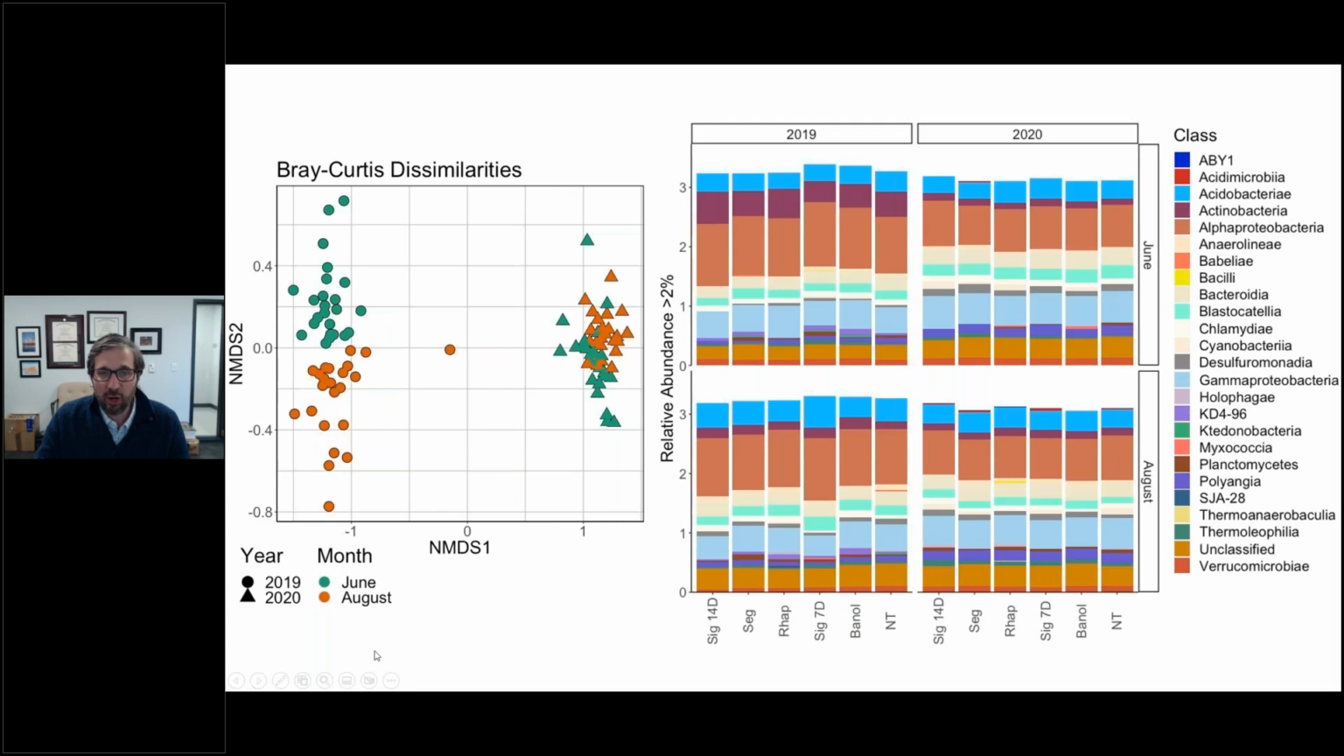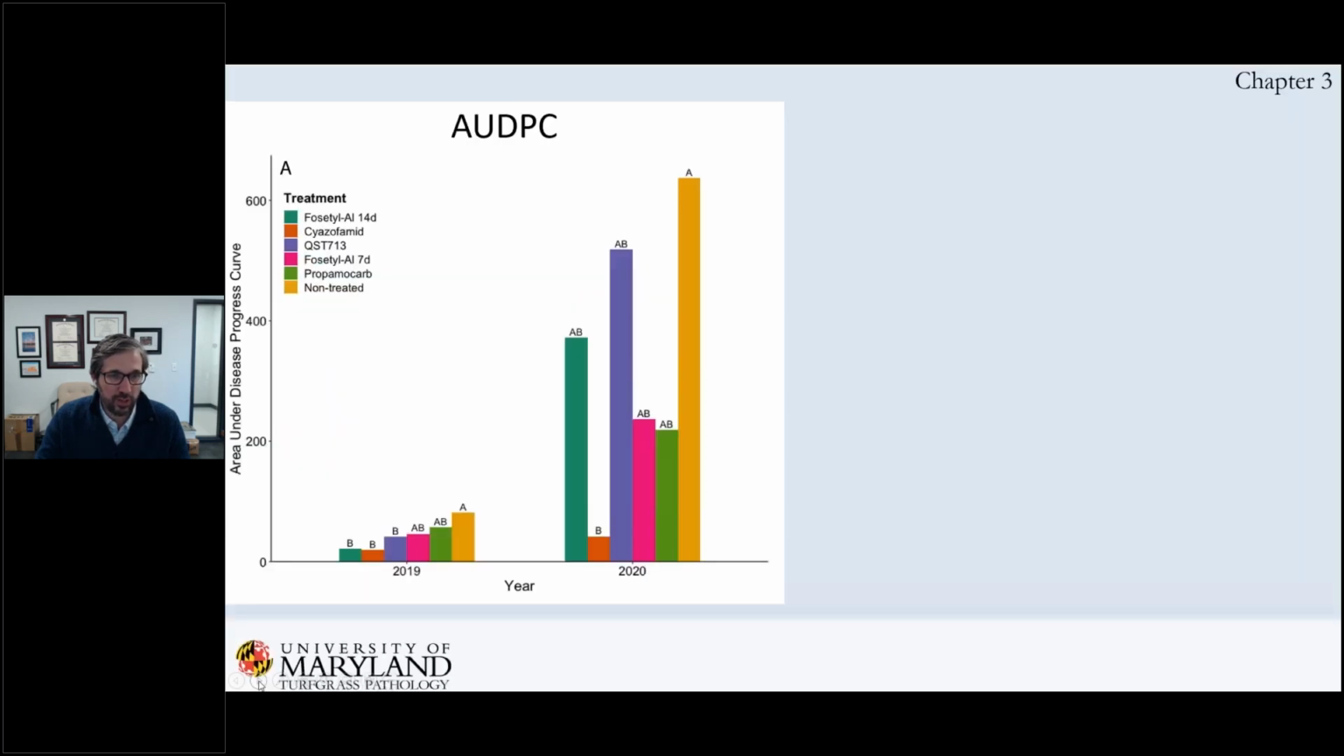But thinking about this in the overall presence of the vast array of bacteria that can exist in these soil rhizospheres, we didn't really see it register within the population here until the final rating date in August of 2020. Now, I don't really want to belabor the point on that. I want to get more into the control.